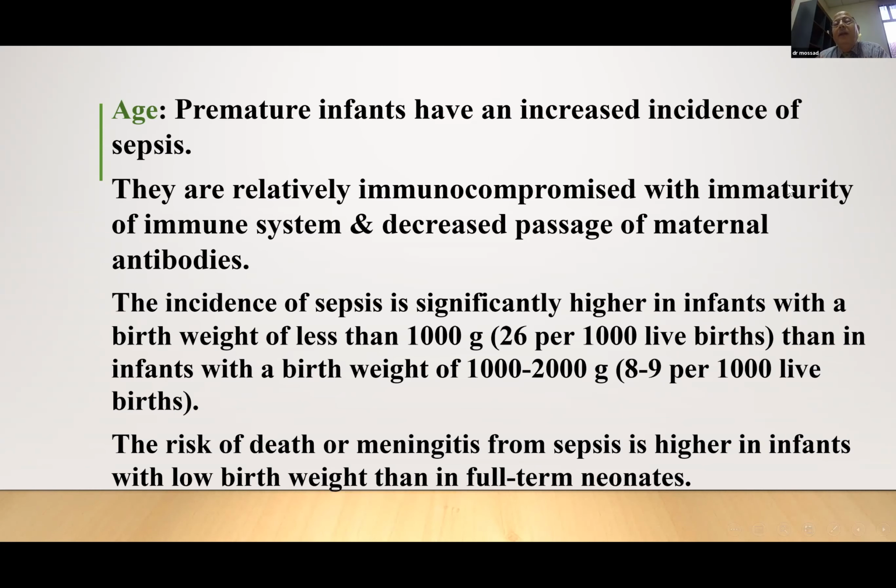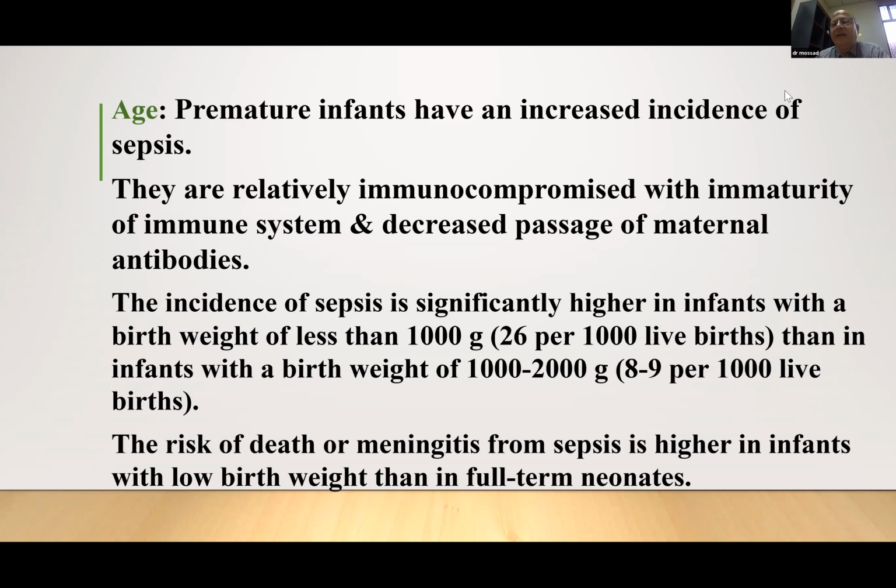According to age, the preterm has a high incidence of infection. Why? They are relatively immune compromised. Even their skin is not so mature. There is immaturity of the immune system. There is decreased passage of maternal antibodies. We'll see after that, most of the antibodies coming from the mother to the baby will pass after 28 weeks or so. So if the baby is delivered early, he is poor at gaining these antibodies.